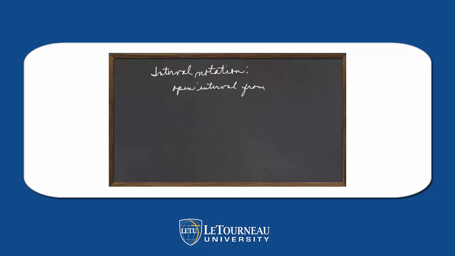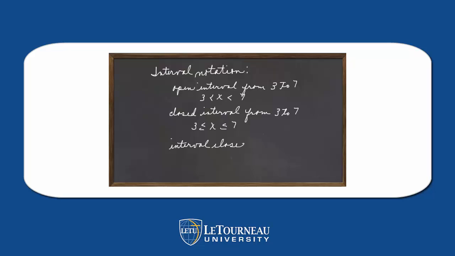Open interval from 3 to 7. So we'd say 3 is less than x is less than 7. Closed interval from 3 to 7: 3 is less than or equal to x is less than or equal to 7. Interval closed at 3 and open at 7. So we'll say 3 is less than or equal to x is less than 7.